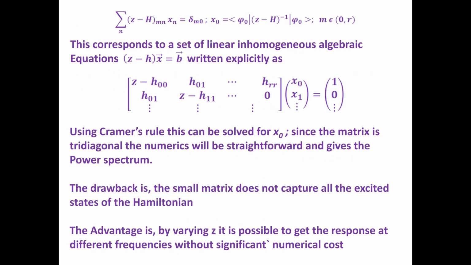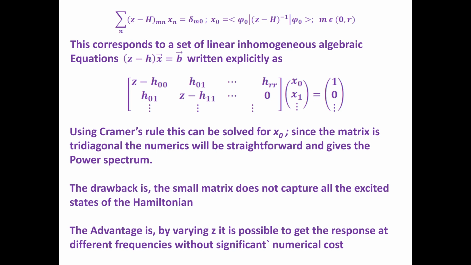So this is just the same explicit expression as the previous one, except I called the second element xn, and this is equal to delta m0. When n is equal to 0, x0 is this quantity, phi naught (z minus H) inverse phi naught. So now I want to calculate x naught. To calculate x naught, what I'll do is the following.